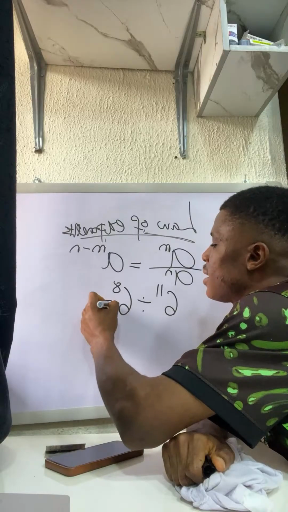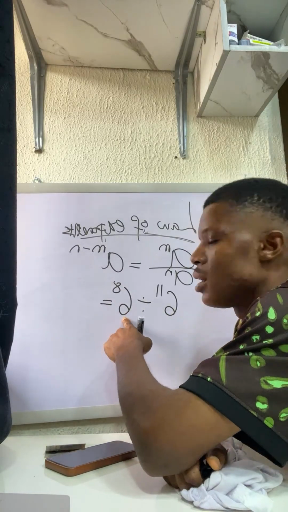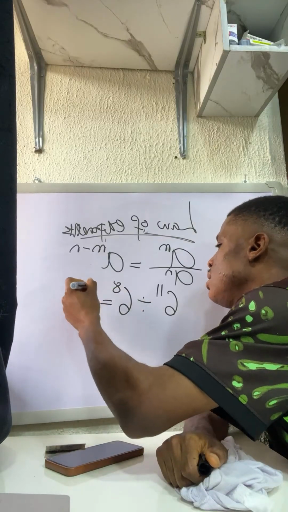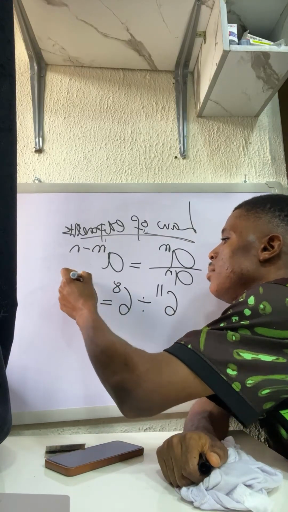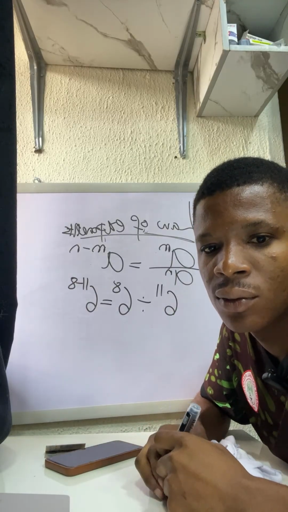So this is basically the bases are equal. You just have to keep the base the same, 6, then subtract 8 from 11. So if you subtract 8 from 11, what do you have?